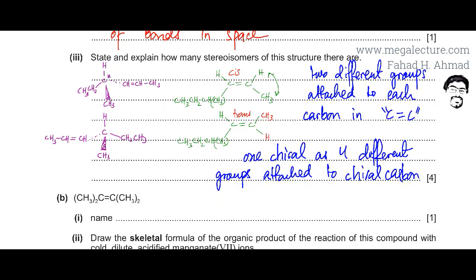Now, the answer that you're going to write in the space is: why are they forming cis-trans isomers? Because you have two different groups attached to each carbon in the carbon double bond, which is why you're getting cis-trans isomers. And the other one is: why are they forming optical isomers? Because there's one chiral carbon, as it has four different groups attached to the chiral carbon atom. So that would be the answer to the question.